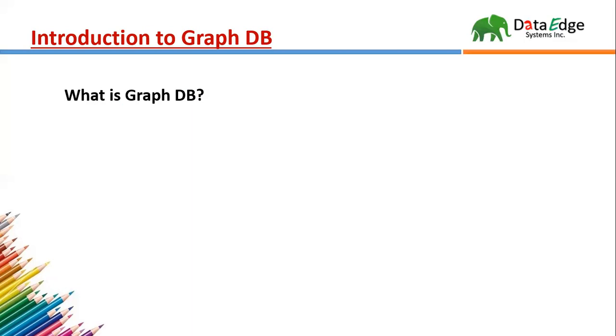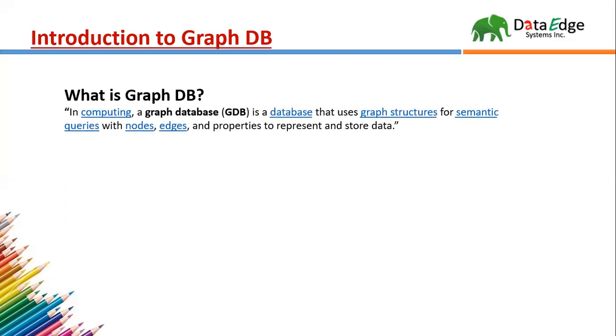So what actually is the graph database? What's the definition? How are we going to define it? As per the definition from the wiki, in computing, a graph database is a database that uses graphical structure for semantic queries with nodes and edges and properties to represent the stored data. It means in traditional databases, we were using tables and rows to store the data, but here we are using nodes and edges to store the data. And to connect the nodes and edges, we are using relationships. All these together, we are going to see in our forthcoming videos.